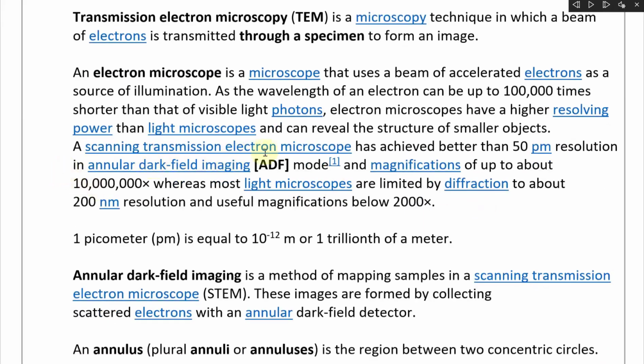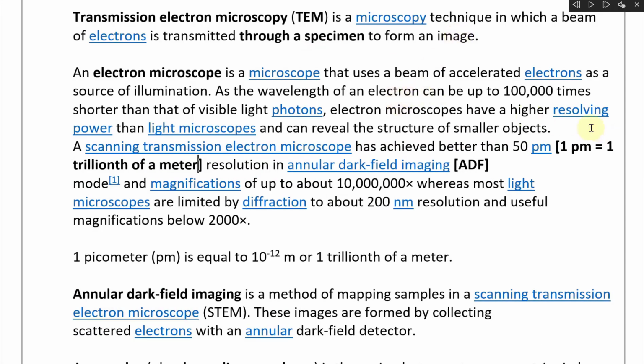A scanning transmission electron microscope has achieved better than 50 picometers. Let's type in picometer here. One picometer, 1 pm, equals one trillionth of a meter. A nanometer is a billionth, and a micrometer is a millionth. So now we're getting into the picometer level of zooming in with this electron microscope.